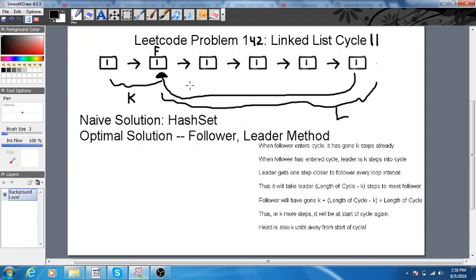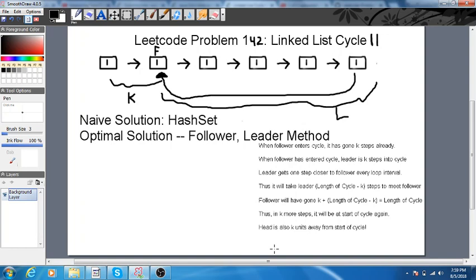If the length of the cycle is like 5, and it takes 2 steps to get to the beginning of the cycle, it will have gone 5 steps when they meet, and it'll need 2 more steps to get back to the beginning. If it's gone the length of the cycle, it only needs k more steps to get back to the beginning of the cycle.